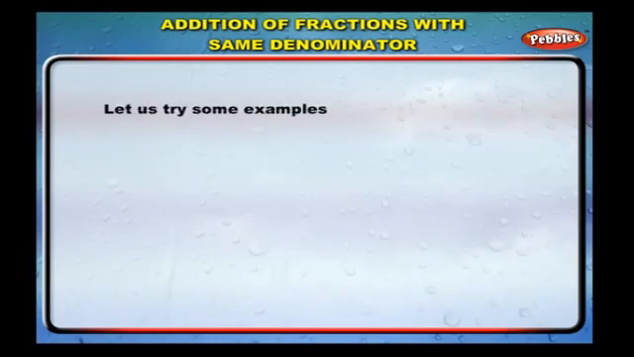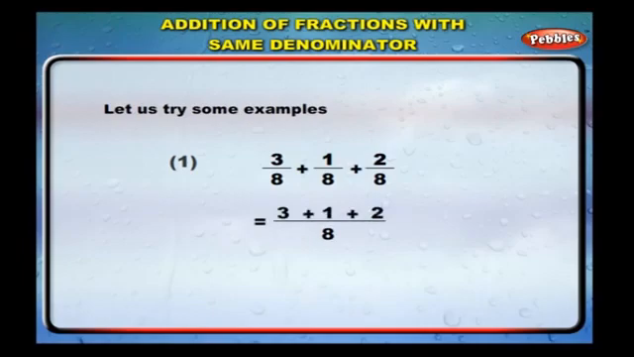Let us try some examples. Sum 1. Add 3 by 8 plus 1 by 8 plus 2 by 8. The denominators are the same, 8. So, add the numerators, which is 3 plus 1 plus 2, which is equal to 6. So, the answer is 6 by 8.